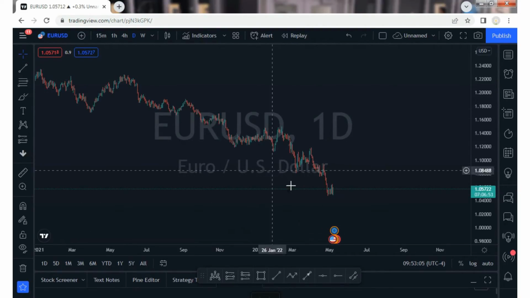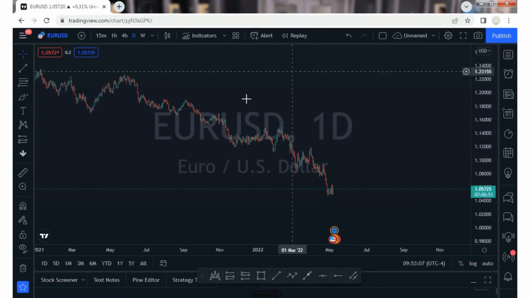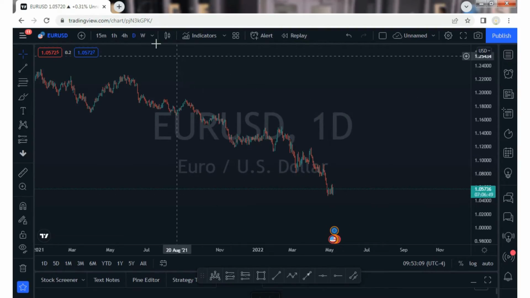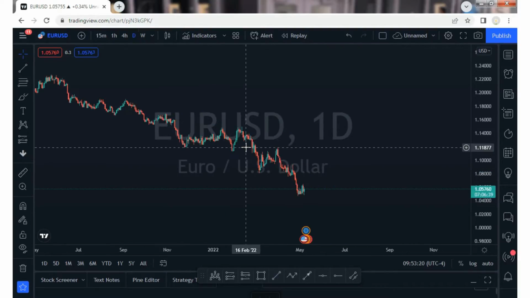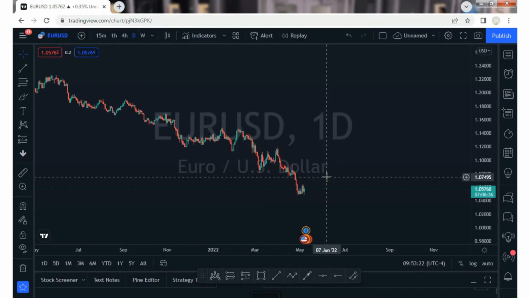Whenever you want to analyze the forex market, any currency pair, you start with the bigger time frame. You can start with the weekly, the monthly, or the daily, just make sure you're starting with the bigger time frame. So now I'm starting with the daily time frame. The reason we begin with the bigger time frame is for you to have a bigger picture of the market. You need to see what the market is generally doing.